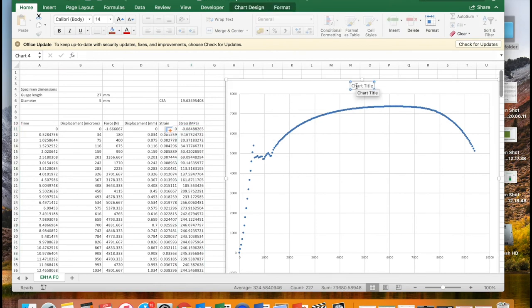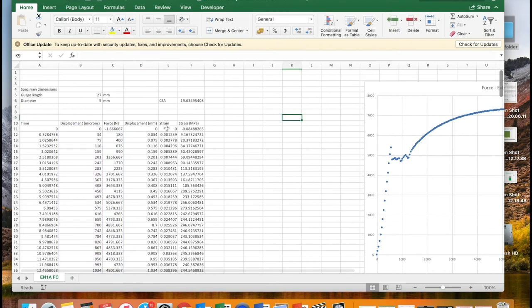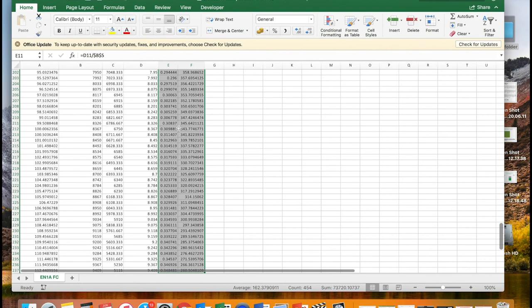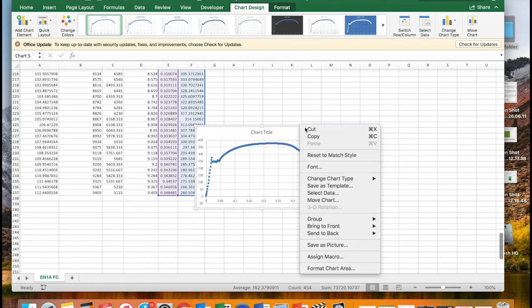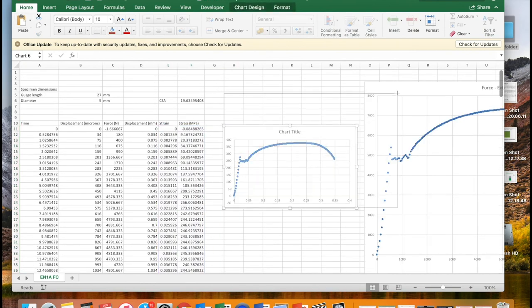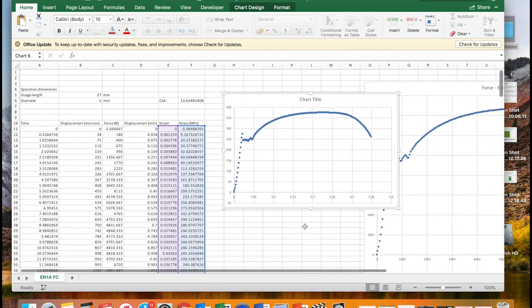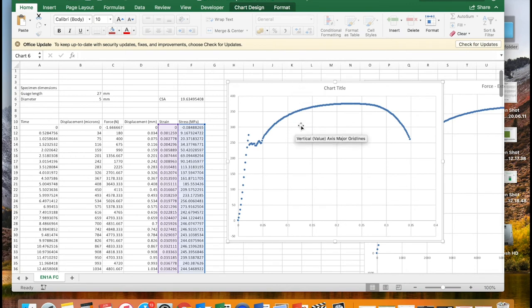Now then, I'm going to retitle this chart, Force versus Extension. Alright, so that's the force versus extension curve, and now I'm going to plot stress versus strain. I'm going to do exactly the same thing, and there we go, there is our stress versus strain curve, and it was as simple as that. It's exactly the same shape as the force extension curve. Brilliant. So how do we work out the ultimate tensile stress?